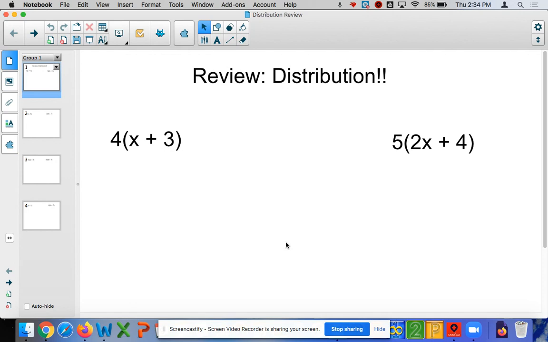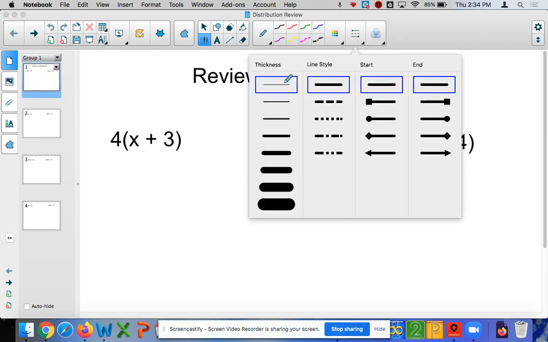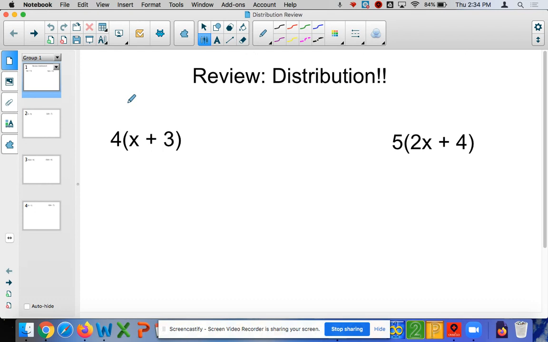Today's just a simple review on the distribution. We've done distribution before, but in case you've forgotten how to do it, we're going to go ahead and do it real quick. Not very many problems for us to do today, but I just want to refresh your memory. Remember, when we say distribution, we mean we take this number on the outside and we multiply it by both of the things in the parentheses.